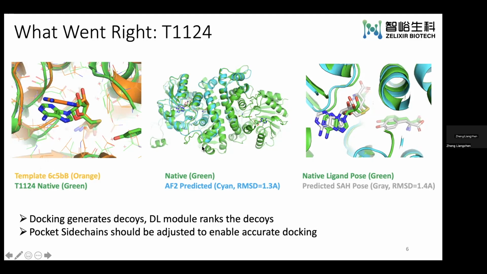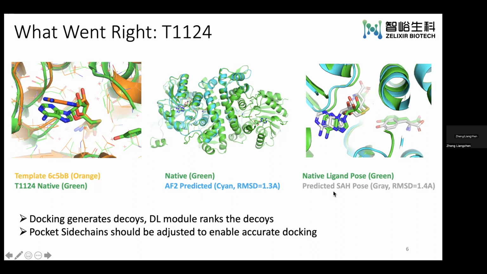So in our prediction, we also use AF2 to predict the structure. The global similarity between the native structure in green color and the cyan color AF2 prediction structure is 1.3 angstrom. But when it comes to the pocket, the structure is somehow shifted. The native color is green and the AF2 predicted is cyan. So you can see the structure overall is somehow left shifted.